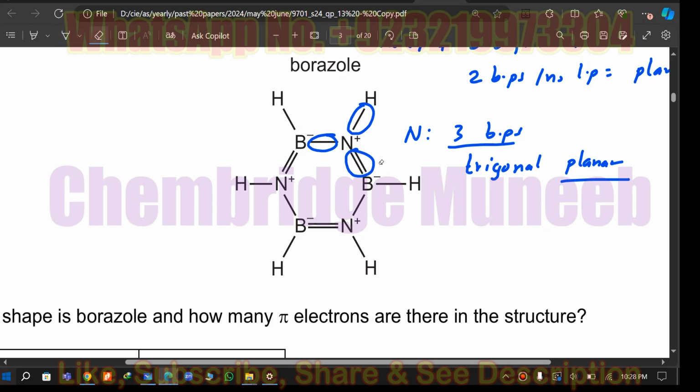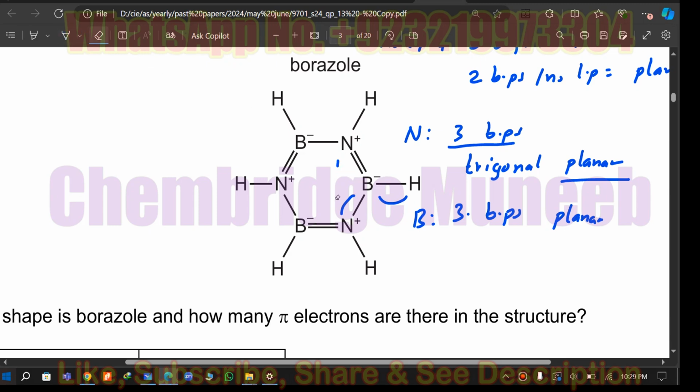Now we have to check for boron as well. For boron, it is clearly seen that this boron is also making 3 bonds, 1 with hydrogen, 1 with nitrogen and another 1 with nitrogen. Again, it is also considered a central atom containing 3 bonding pairs. So it is also planar with respect to boron.